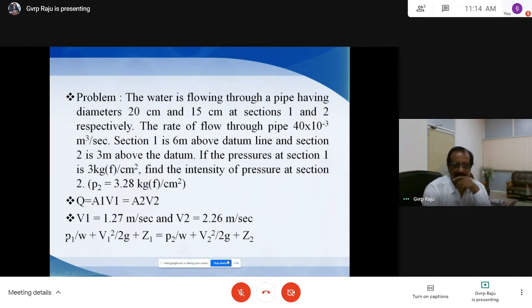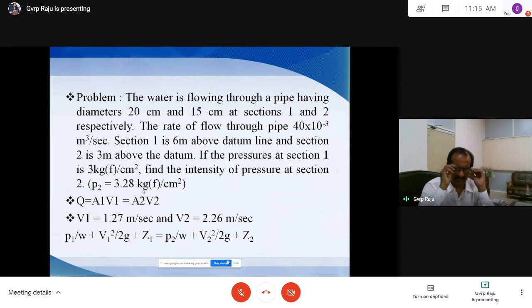So P1 by W is 3 into 10 power 4 by 1000, plus 1.27 square by 2 into 9.81, and Z1 is 6 meters here, equal to P2 by W, which is not known, plus V2 square by 2G, 2.26 square by 2 into 9.81, and Z2 is 3 meters here. Everything is known, so I can obtain P2 is equal to 3.28 kg force per square centimeter.